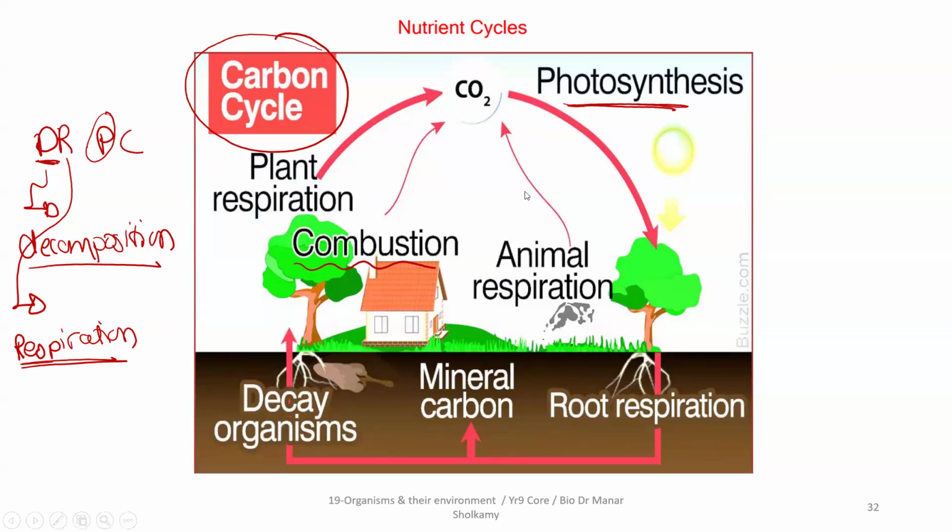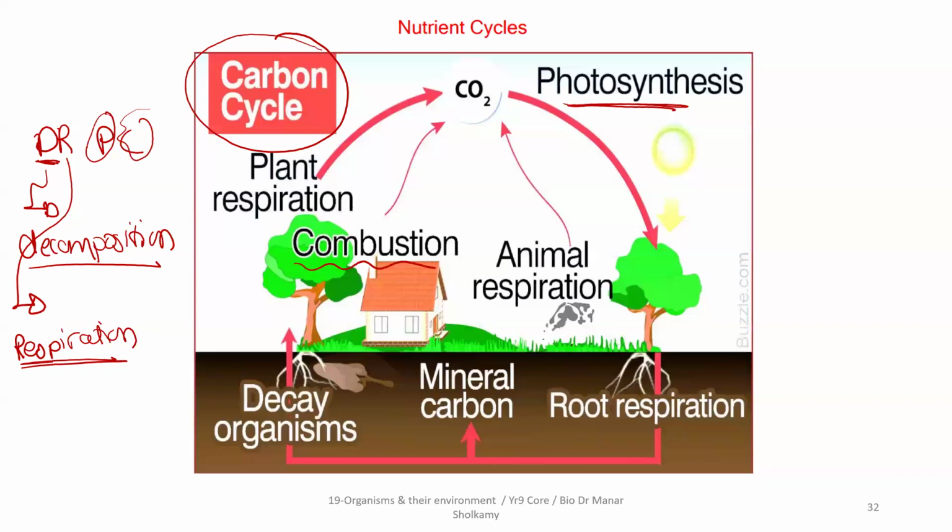Fine. Now we have the last C. What is C? Combustion. It also releases CO2. So these are the different processes in the carbon cycle that either add CO2 to or remove CO2 from the environment.